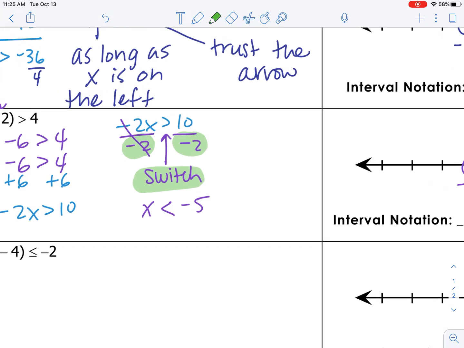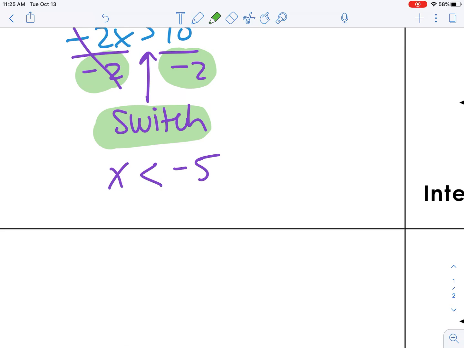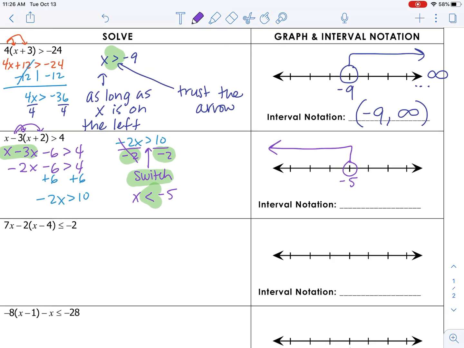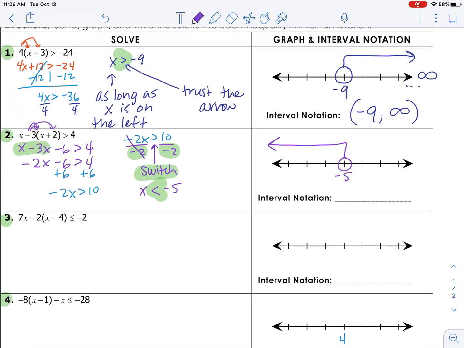Now, I look at the way that the arrow is pointing. X is on the left. See, I have X over here on the left. I can trust the direction that this is facing. So because it's pointing over to the left, I'm going to draw my arrow going to the left.